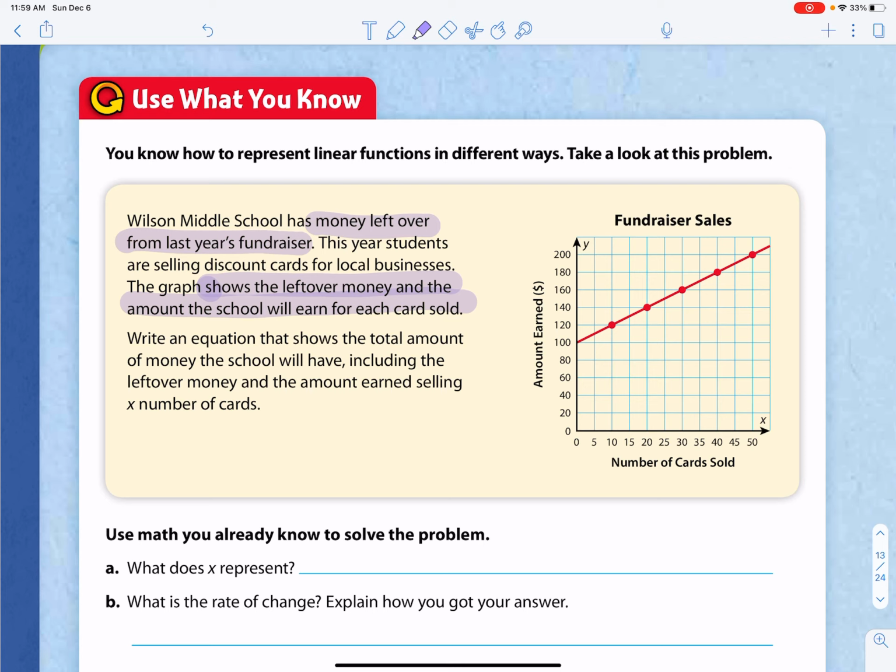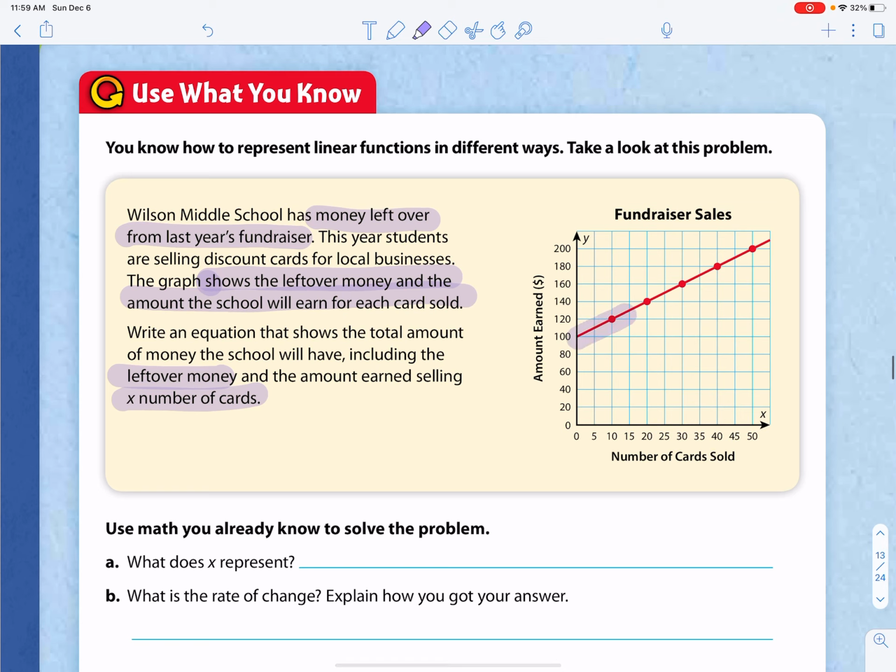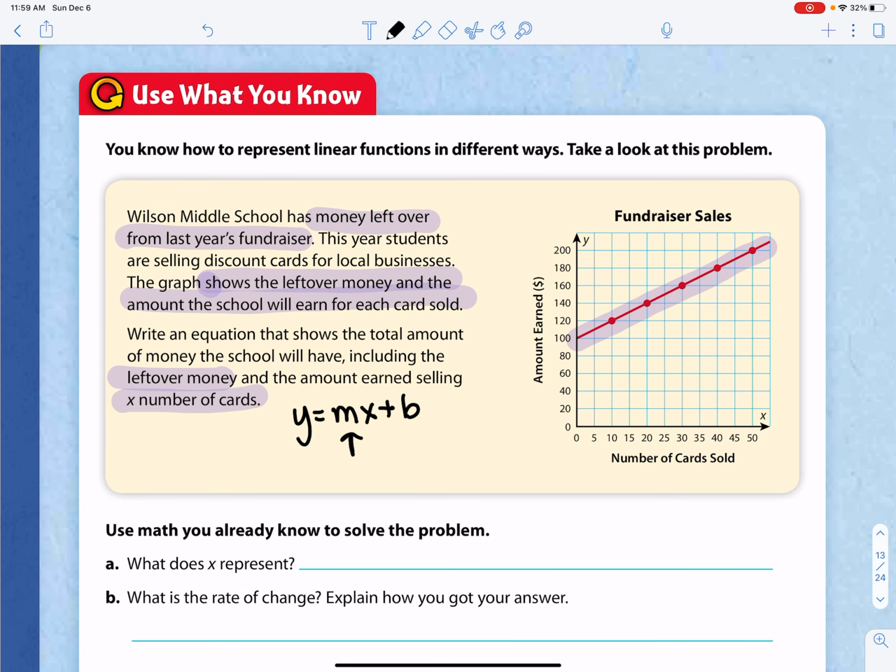So we need to write an equation that shows the total amount of money the school will have, including the leftover money and x number of cards. When we look at our graph, it's clearly a linear graph. It's a straight line, so we're going to use the slope-intercept formula. The slope-intercept formula is y equals mx plus b, where m is our slope, which we used to call our rate of change, and b is now called our y-intercept, which we used to call our initial value.